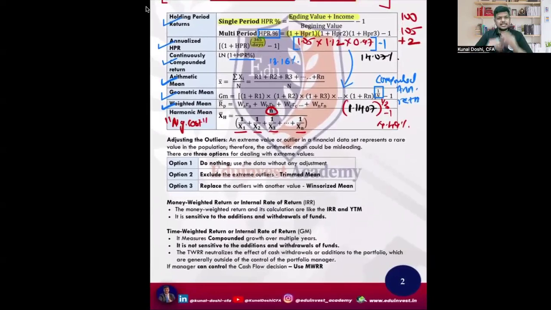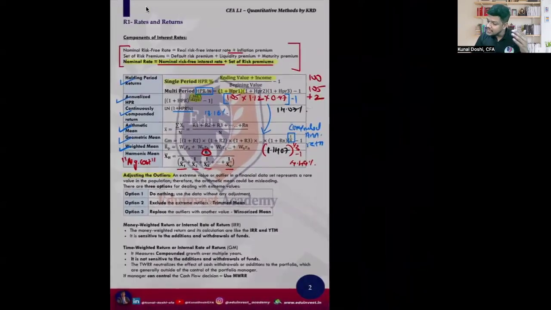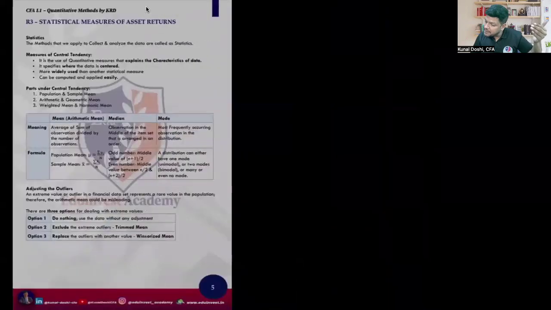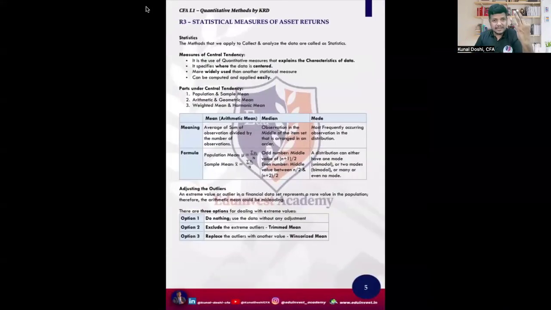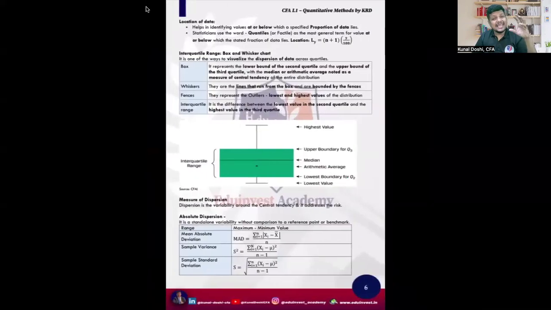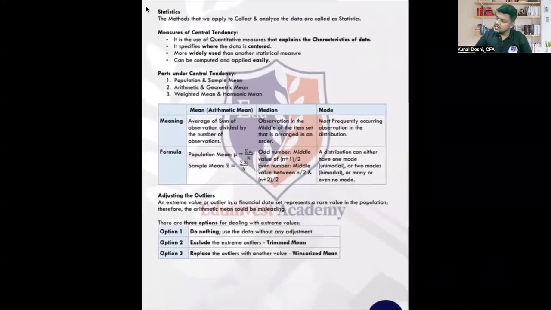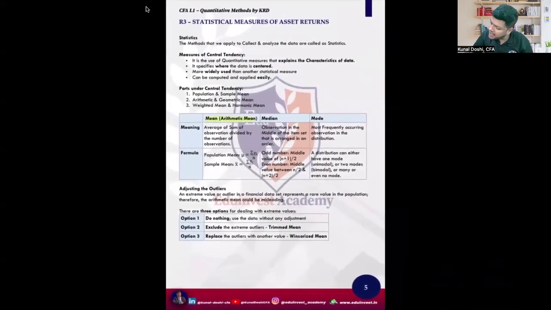Now, there is a concept which unfortunately CFA Institute has repeated twice. One in this topic and second after understanding the reading of statistics. So when we study mean and then we see normal distribution, where do I see normal distribution? Can you flip a couple of pages? When it comes to reading number 3, statistical measures of asset returns, in that, can you come to this page, mean, median, and mode? Everyone with me on this page? Okay, what is mean?